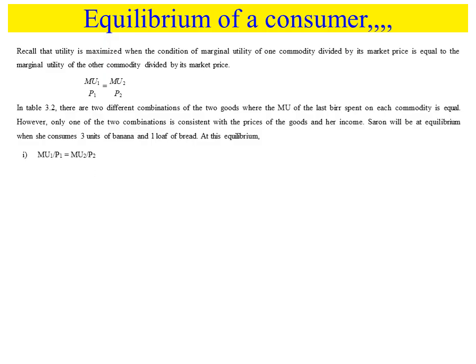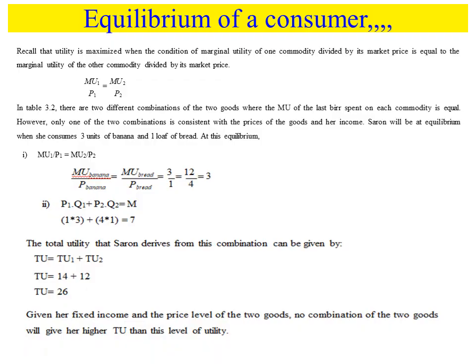budget constraint. Our equilibrium is calculated by using two formulas. The first formula is by ratios. The second formula is directly by straight line. That is, marginal utility of banana over price of banana equals marginal utility of bread over price of the bread. That is, marginal utility of banana is 3 divided by price, price is 1, equals marginal utility of bread, 12 over 4. The price is 4. Then we get 3. This is at equilibrium. This is the equilibrium point.